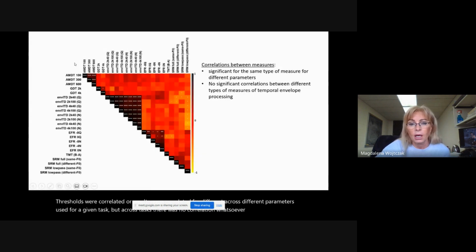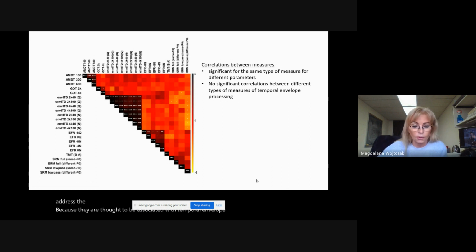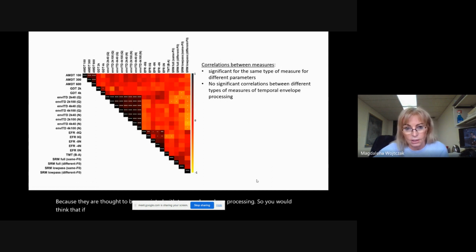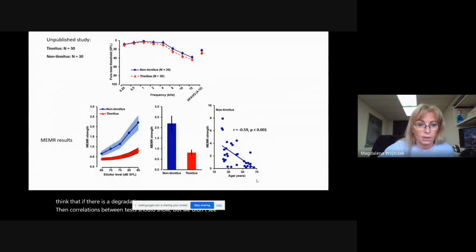And I want to point out that all of those tasks have been used in the past and are often used to address cochlear synaptopathy, because they are thought to be associated with temporal envelope processing. So you would think that if there is a degradation, then correlations between tests should show, but we didn't see any correlations whatsoever.